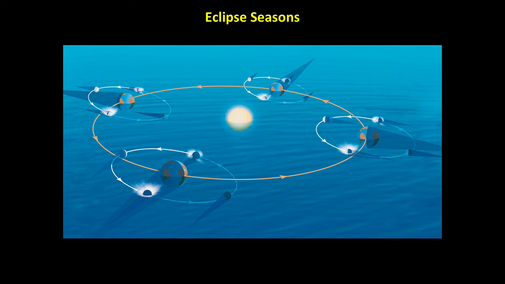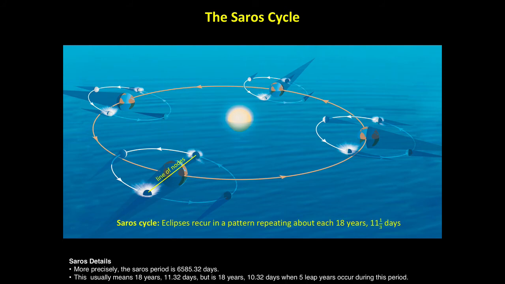Although the diagram makes it look like eclipse seasons should come exactly 6 months apart, they actually come slightly more often, about 173 days apart. This is because the nodes don't stay perfectly fixed in the moon's orbit. Instead, they move around much as shown here, but far more slowly. The combination of the 173-day period between eclipse seasons and the moon's 29.5-day cycle of phases makes eclipses recur in a pattern that repeats about every 18 years, 11 1/3 days, a time period called the Saros Cycle.